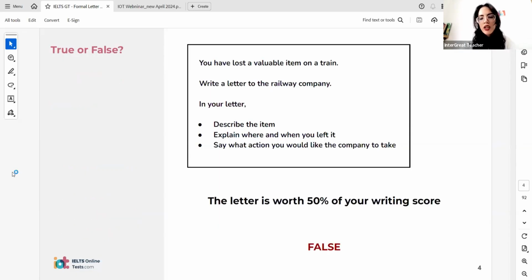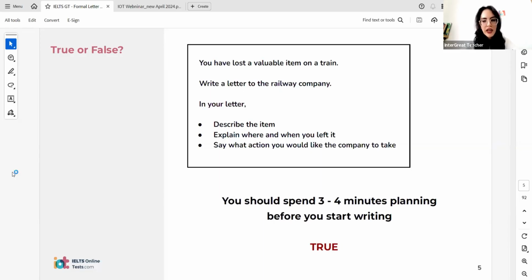How about this? You should spend 3 to 4 minutes planning before you start your writing. True or false? Exactly, Alvin. We need to write 250 words. We have 40 minutes. We need to write an essay. Okay, good. So everybody agrees that it is true, right? Even for both tasks, for task 1, for task 2, you need to plan your letter or your essay. Never write something without planning it first. Planning is going to help you save time and not waste time.